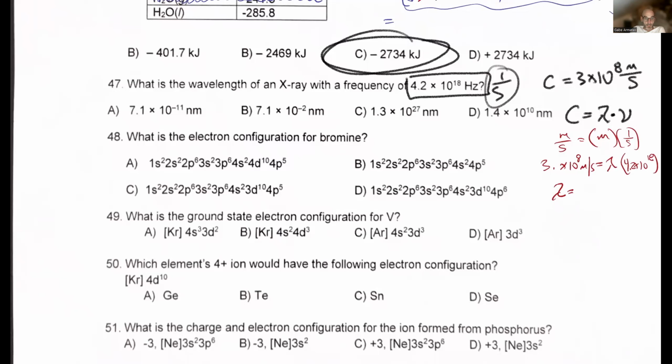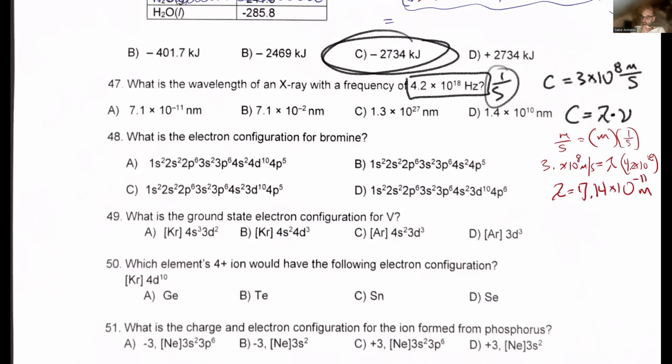divided by 4.2 times 10 to the 18th. I guess I could have done this math. We're going to get 7.14 times 10 to the negative 11. That number seems correct. Meters. Great, we have our answer.